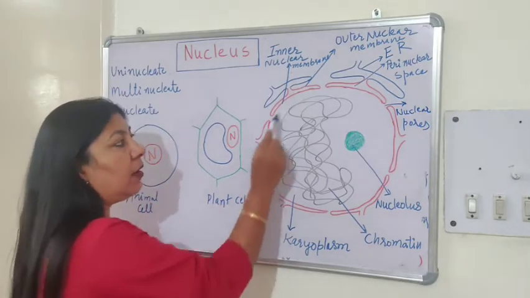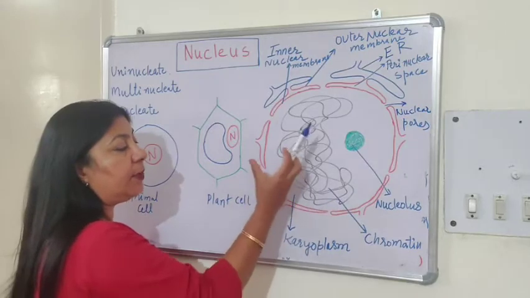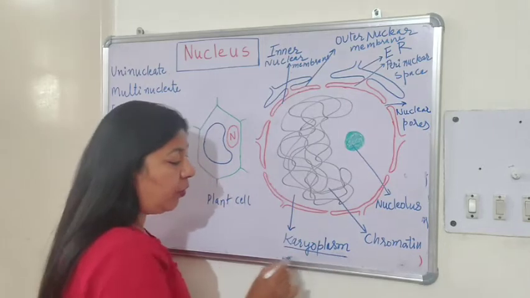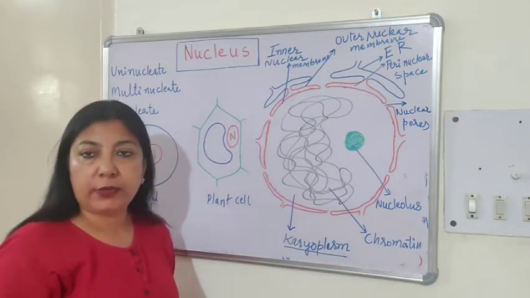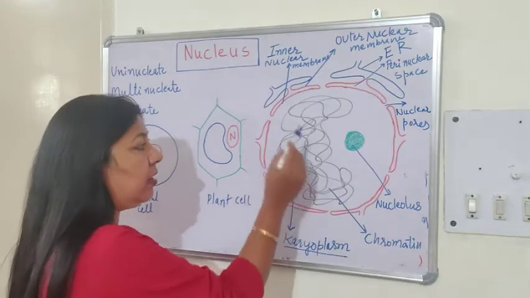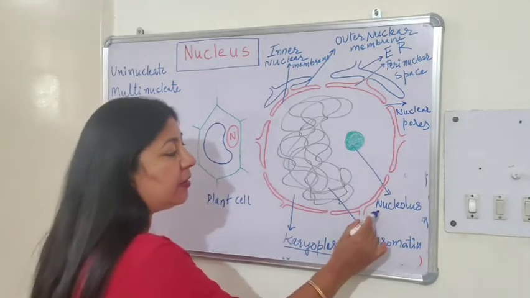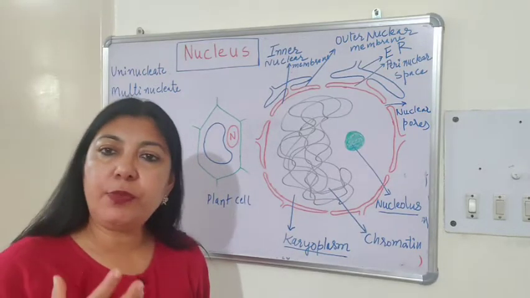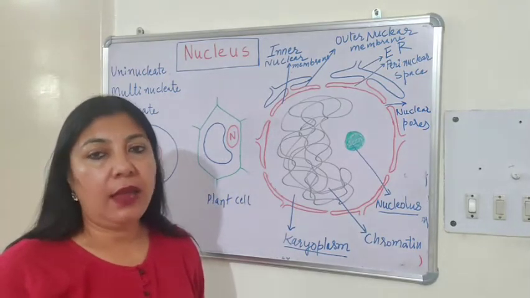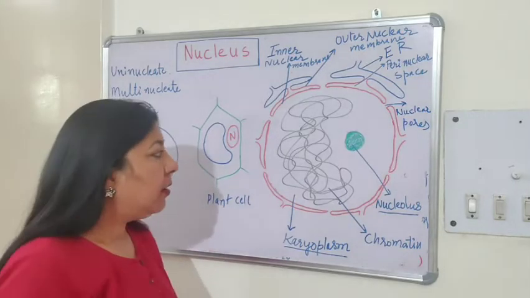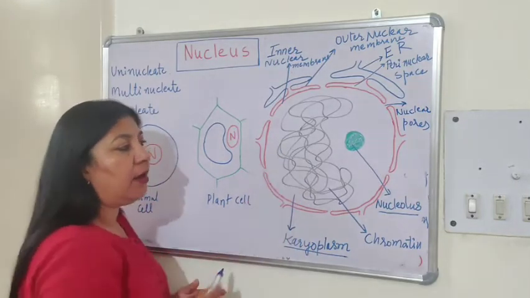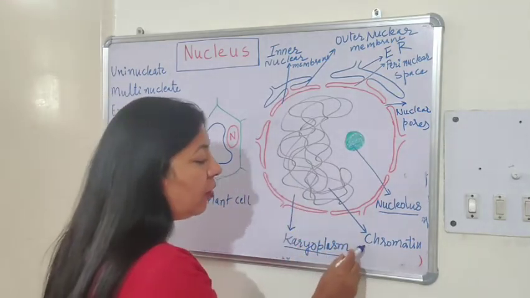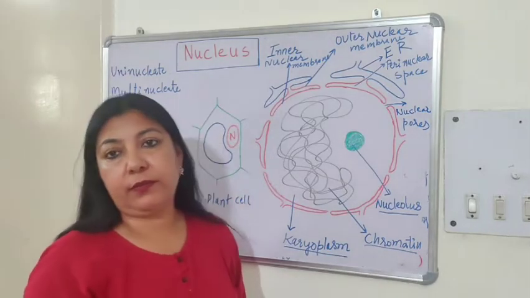Then there is a substance, a matrix inside the nucleus, that is called nucleoplasm or karyoplasm. In the karyoplasm there is the nucleolus, which is without any membrane, which mainly has protein and RNA in it. Then you can see there is a large network of fiber-like structures which is called chromatin.